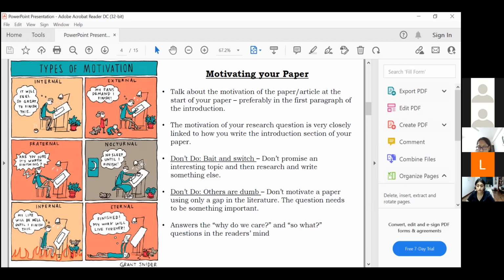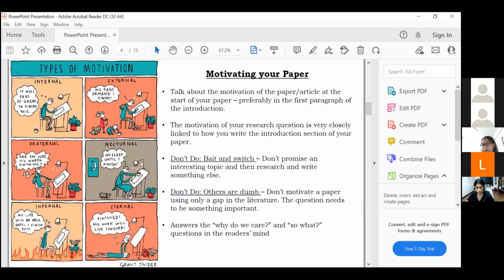The other thing that's not a good way to motivate your paper is to use only a gap in the literature. Of course, all research that you do should be answering a question that we don't already know, so it should plug a gap in the literature, but that cannot be the only thing. Overall, the question needs to be something important.